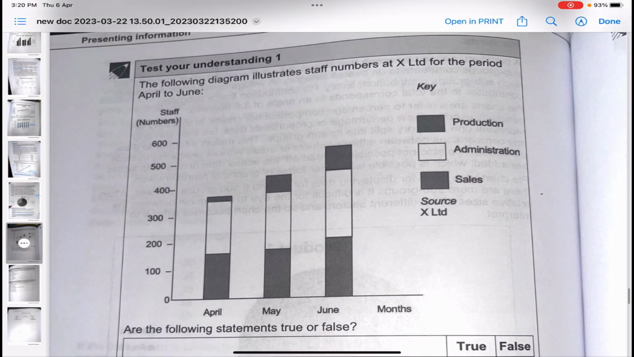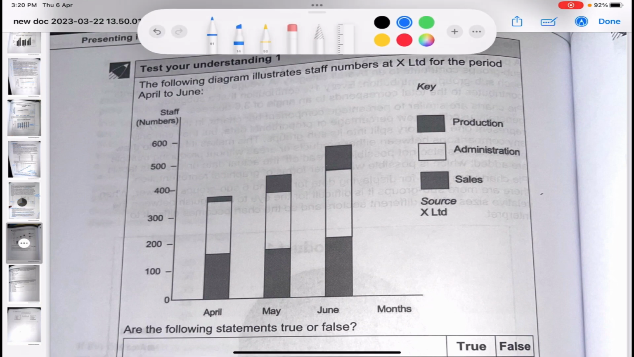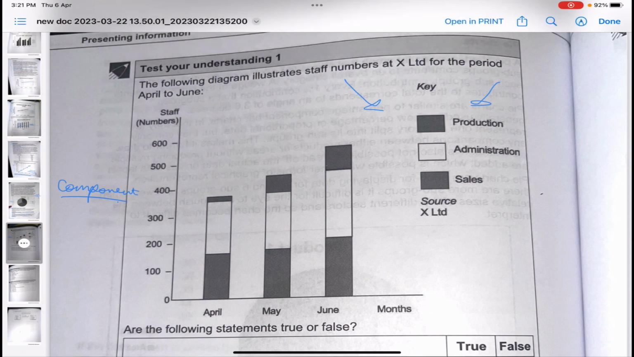The following diagram illustrates staff numbers at X Limited for the period from April to June. So it's for April, May and June, for 3 months. This is a bar graph which we have been given. Is it component or compound? This is a component bar graph. We have discussed that earlier. Now we have a key. What is a key? A key represents the color, what a color symbolizes.